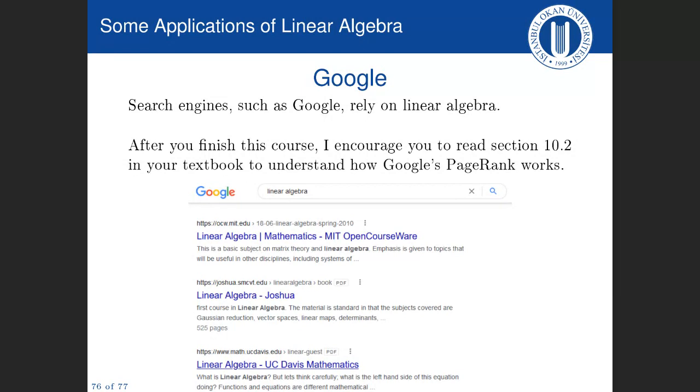So sometime in the summer, after you finish this course, when you have a free moment, I recommend you have a look in section 10.2 of your textbook, and at that point you will be able to understand at least how version 1 of Google worked.